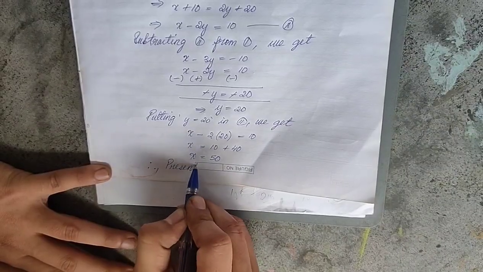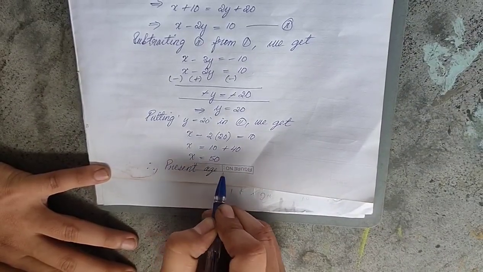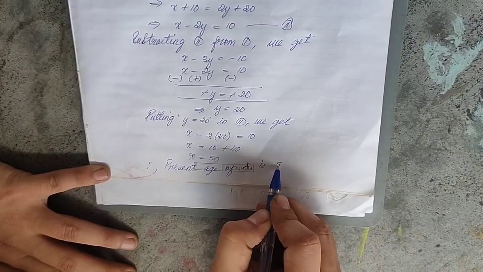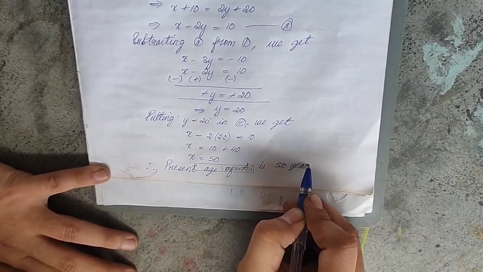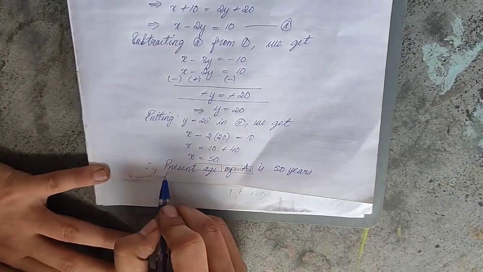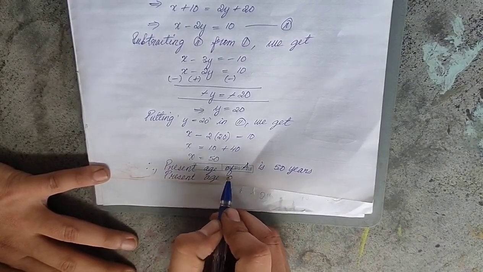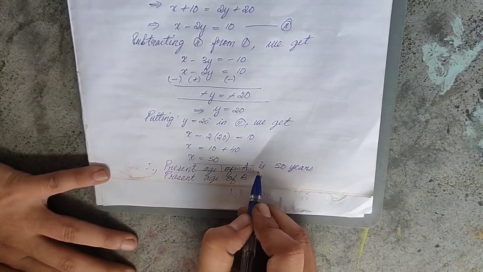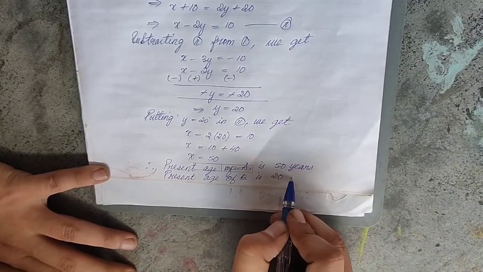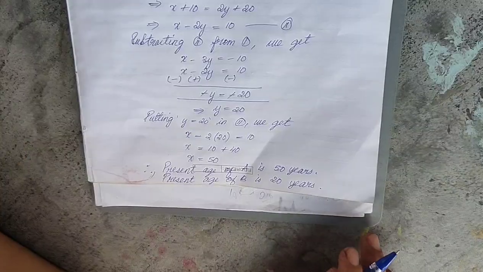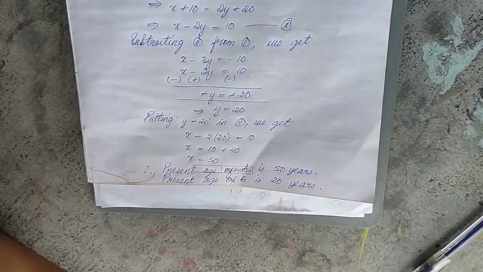Therefore the present age of A is 50 years, and the present age of B is 20 years old. Question number 6 is finished.